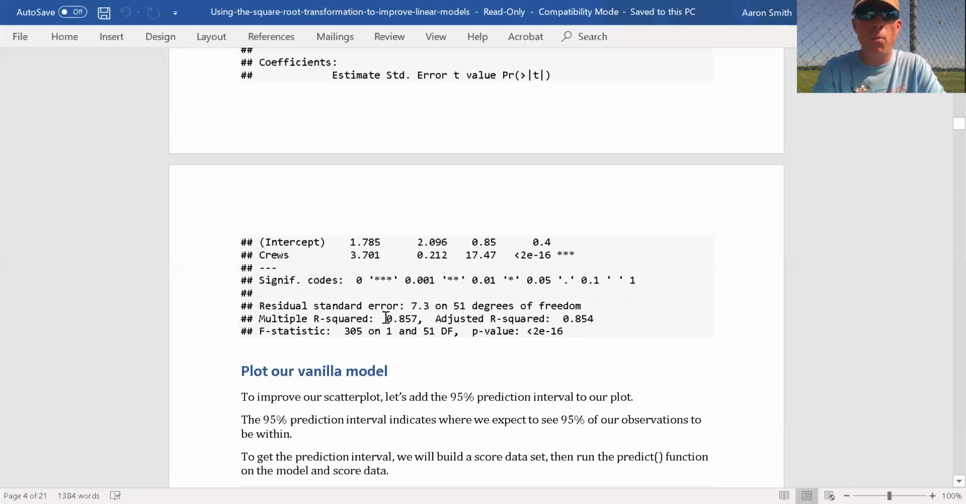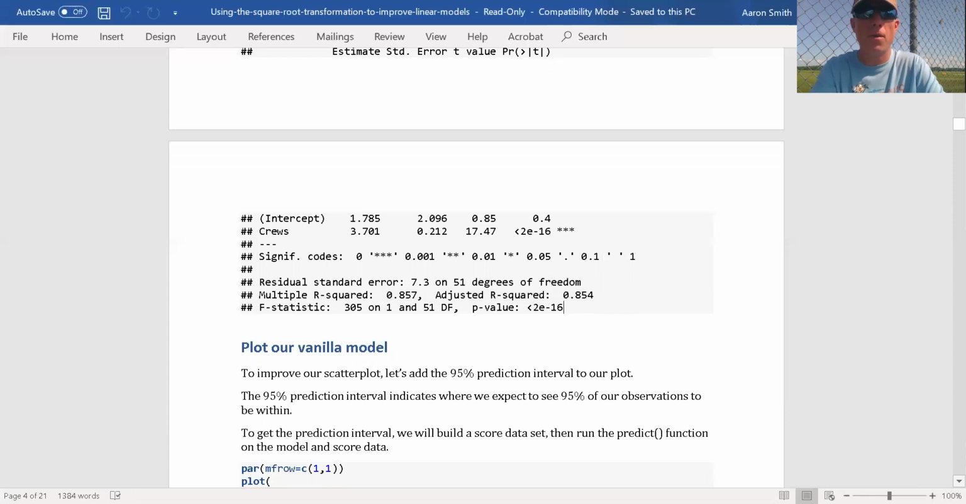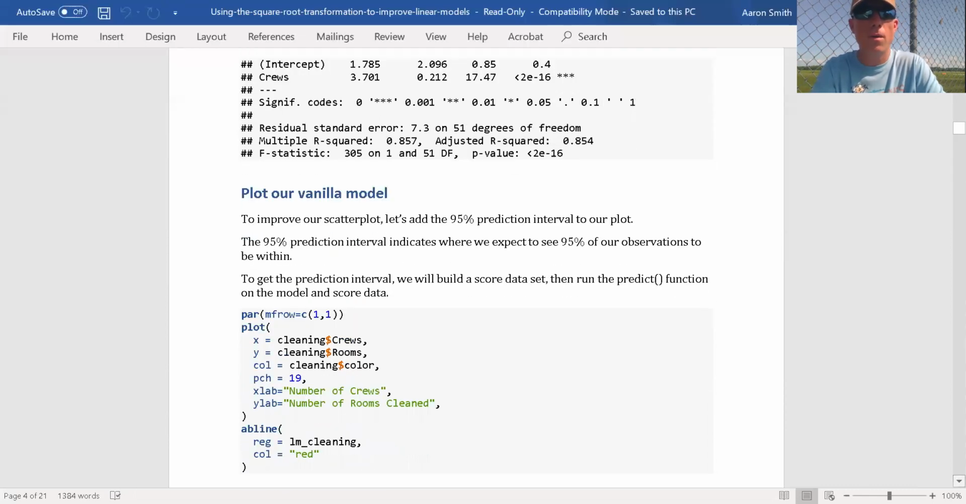R squared of 0.86 and 0.85 for adjusted R squared. So those are close together, so I'm not worried about overfitting. And 0.86 is pretty good to see. I can tell you at work, I would just be absolutely ecstatic if I could get 0.86 on a lot of the data I work with.